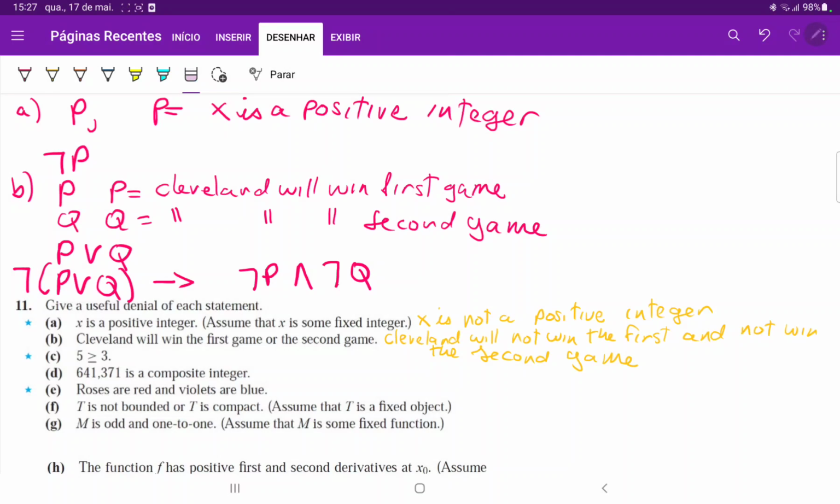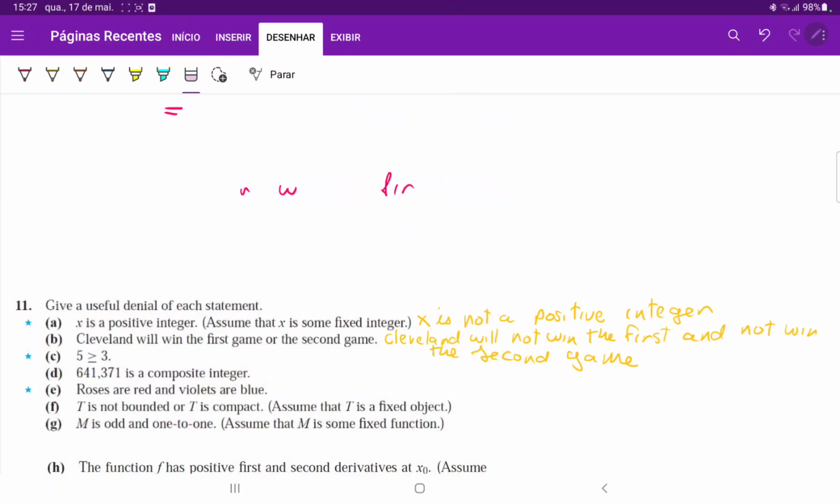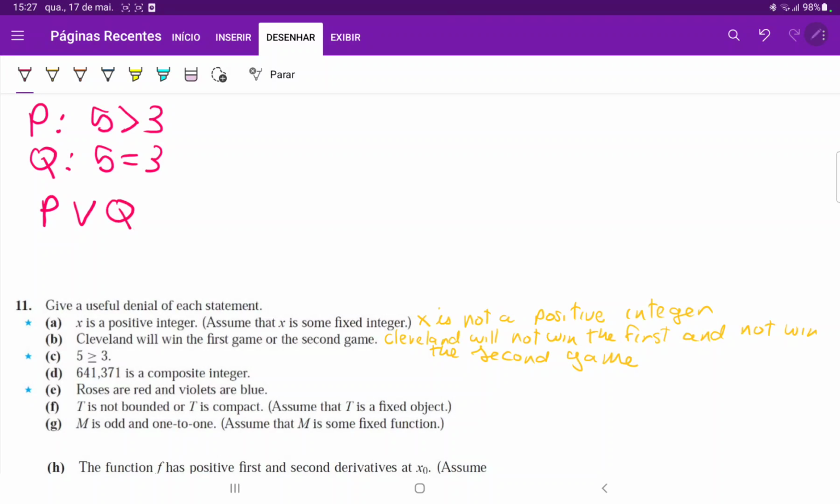Okay, now let's do item C, right? For item C, we have that 5 is greater than or equal to 3. Now it's important to remember that we have two propositions here. P is the proposition 5 is greater than 3, and Q is the proposition 5 is equal to 3. So what we're saying here is 5 is greater than or equal to 3. So really our propositional form is P or Q.